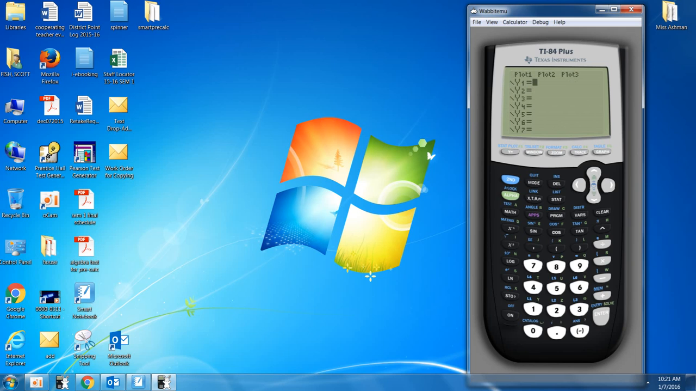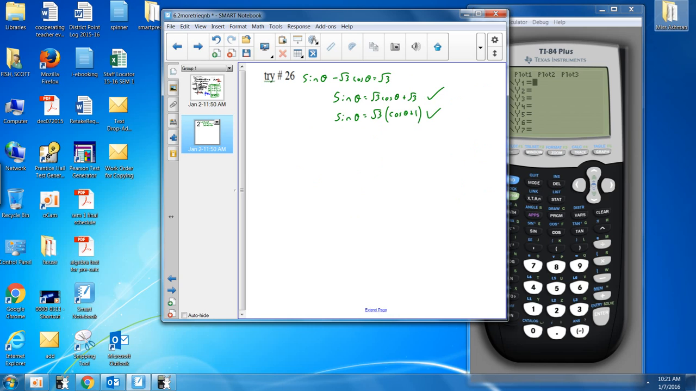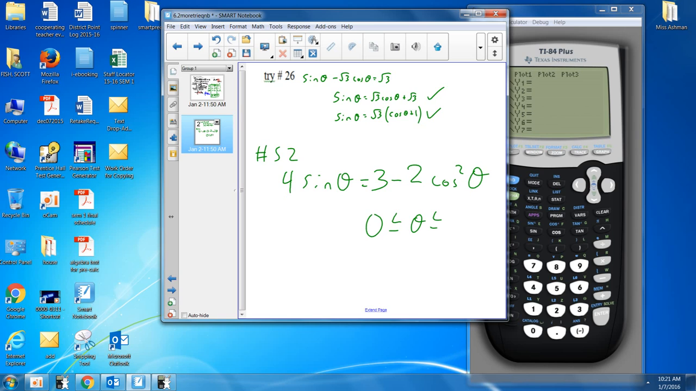I want to go through and look at number 52. And number 52 says that you have 4 sine theta equals 3 minus 2 cosine squared theta, and we want to find answers between 0 and 360 degrees, including, let's say, 0 and 360. And so you want to solve this.